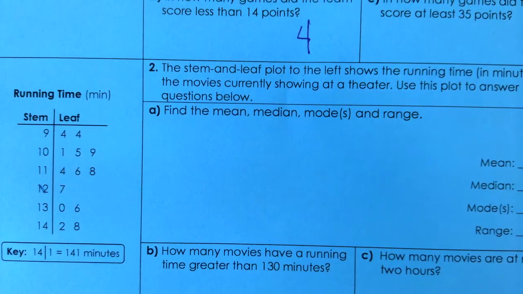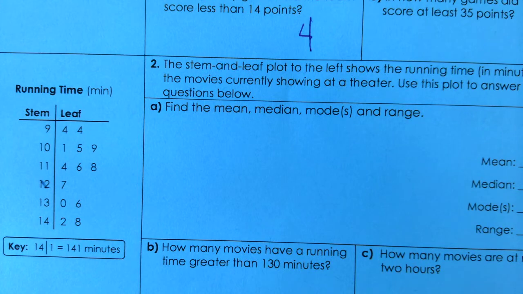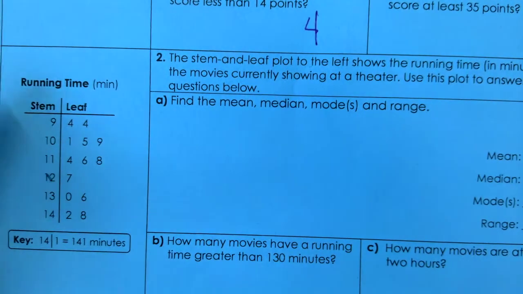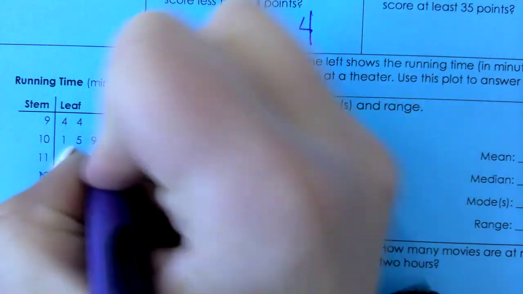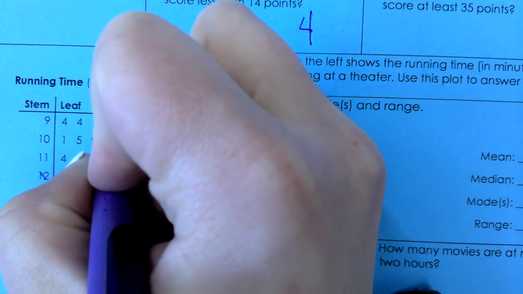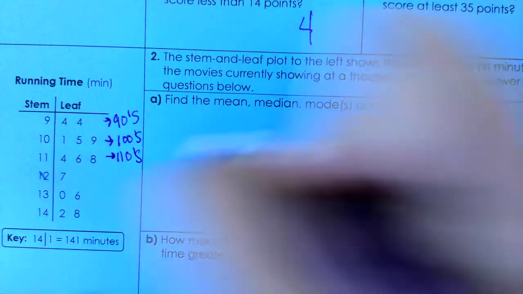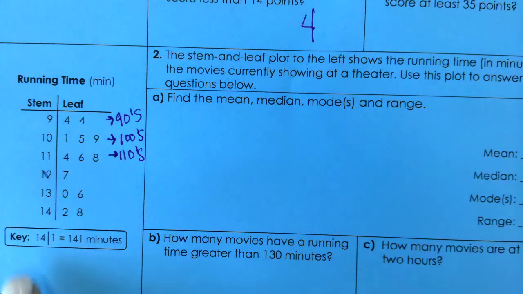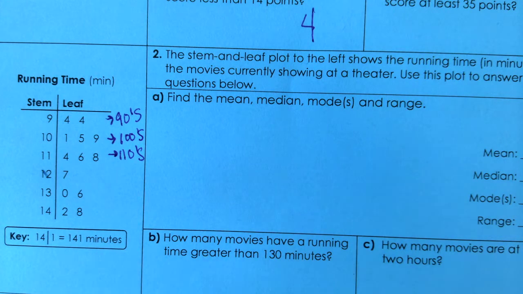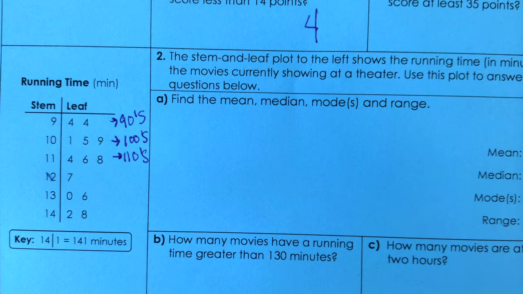So now this time it's multiple digits in the front. So now we're into the hundreds. So this line would be my 90s. This is my hundreds. This is my 110s. And so on and so forth. So do you see they give you an example here? If your stem is 14 and your leaf is 1, it's 141 minutes. Does that make sense?